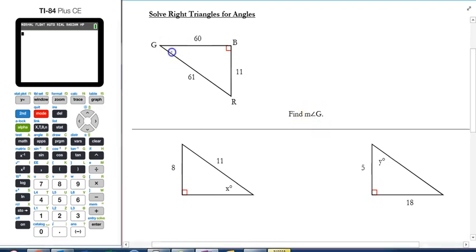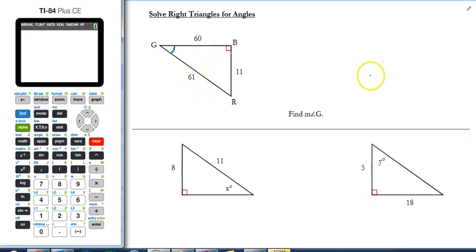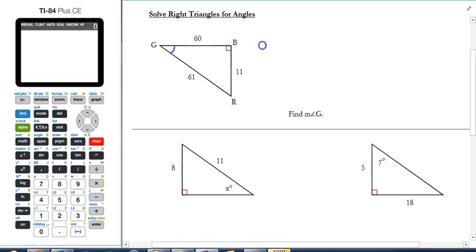If I'm trying to find the measure of this angle in particular, I have a lot of different ways that I can do this. I have all three sides of my right triangle, so I technically have the pick of any of our three trig functions. I can find the sine of that angle and use the inverse, because the sine of angle G is going to be equal to the opposite, 11, over the hypotenuse, 61.